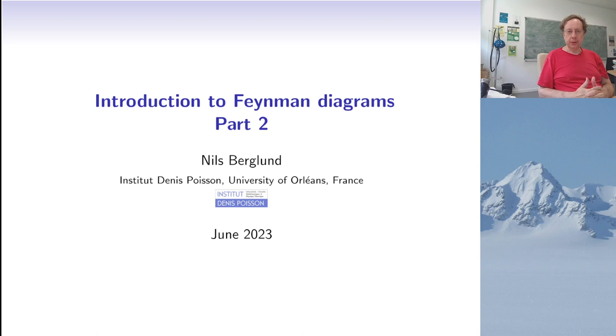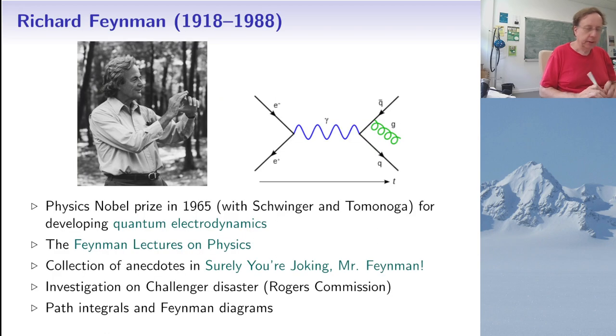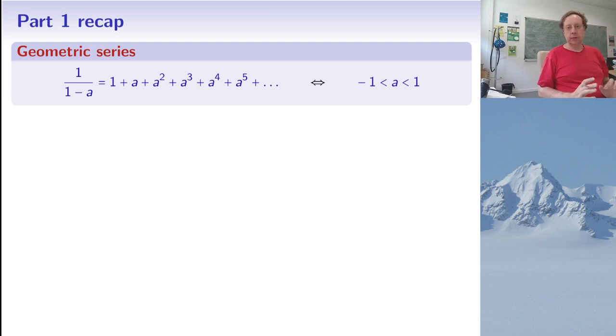So this is part two of my introductory lectures on Feynman diagrams. And let me quickly recap what we saw in part one. So I told you about Richard Feynman, who's one of the most famous physicists for a lot of good reasons. And we are interested in particular in what is now called Feynman diagrams, which are a graphical method to solve certain complicated equations. So in part one, I talked about a couple of quite simple examples.